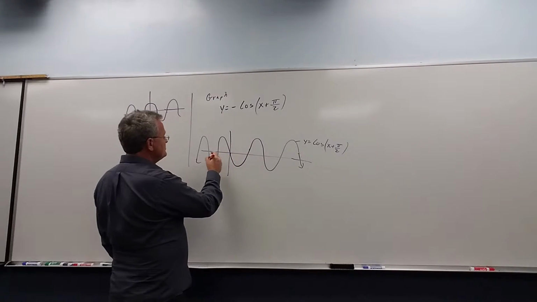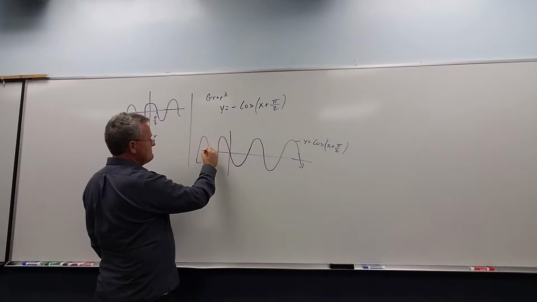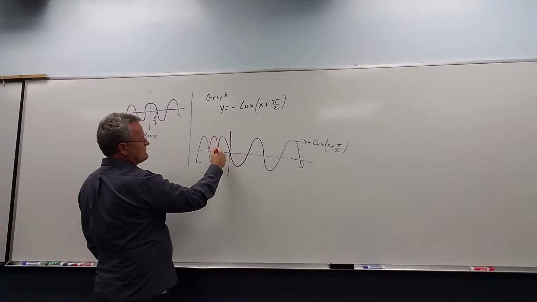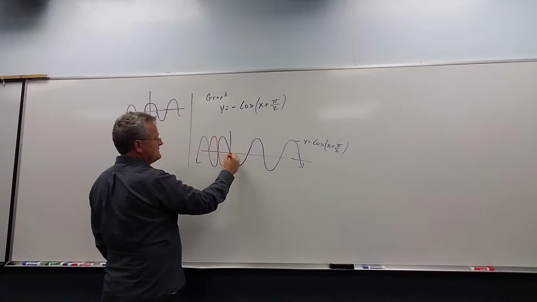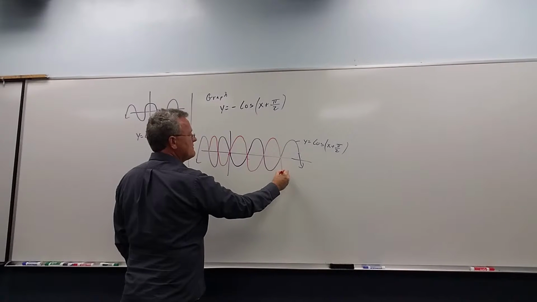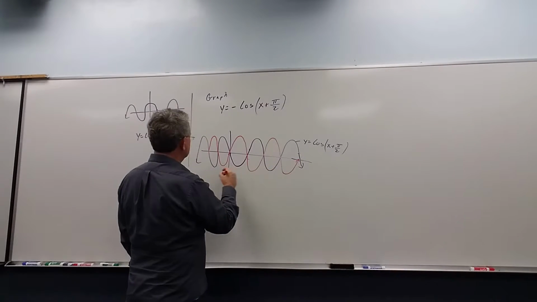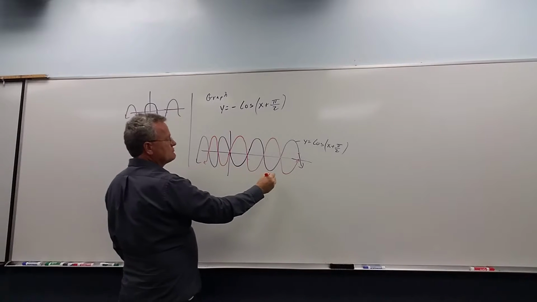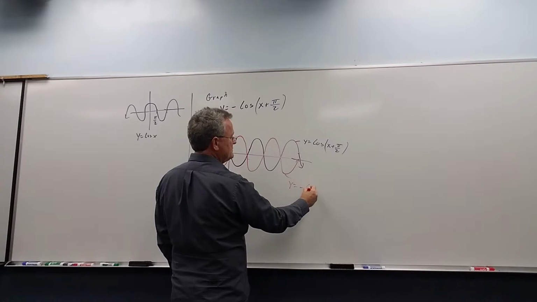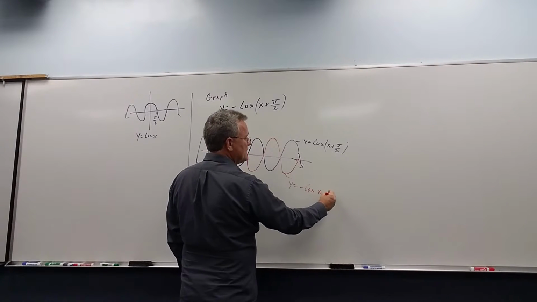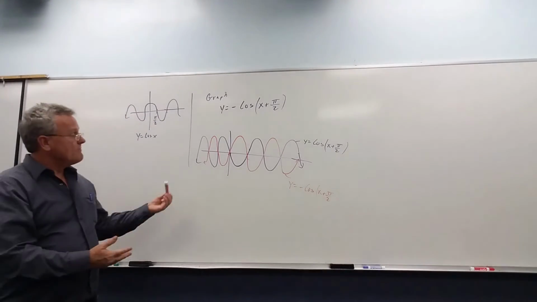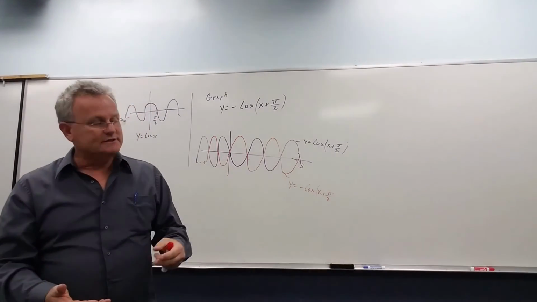So all this is going to do is take this, and we're going to get a mirror image of this. The mirror image of this over the x-axis is this. The mirror image of this is this. And so on and so forth. So this red graph is the graph of y equals minus the cosine of x plus pi over 2. So that's how we can go about graphing these.